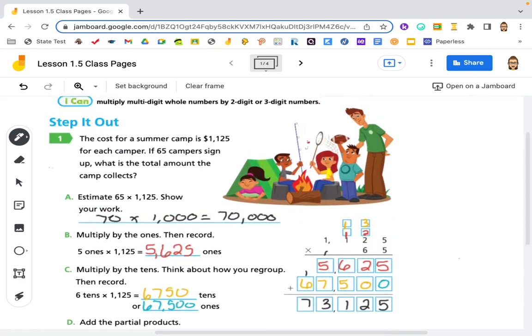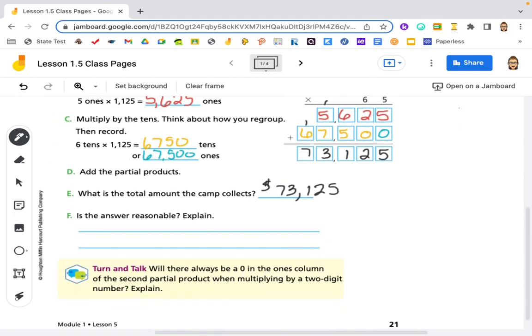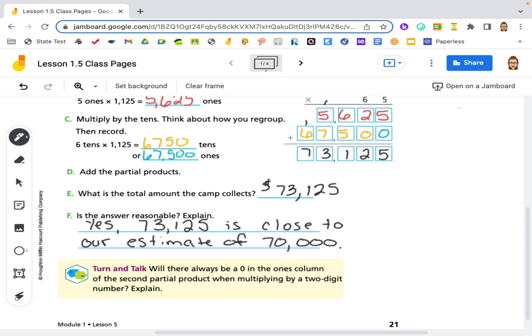Then it asks if the answer is reasonable. Well, my estimate was 70,000 and we got 73,125. So yes, 73,125 is close to our estimate of 70,000. And then we're going to go to the next page.